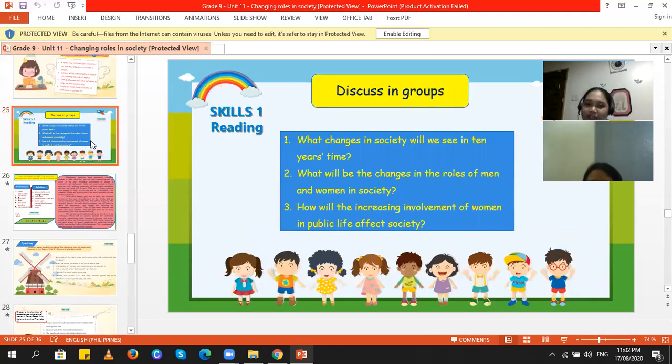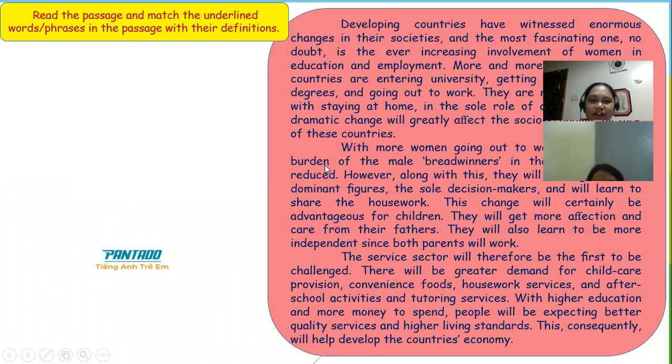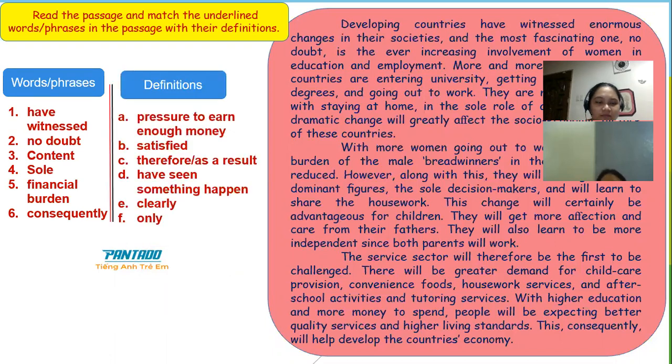Okay. So this was our last activity. You answer these three questions. You have this paragraph, and since you already read this, I guess we just have to continue with the questions. Now, match the underlined words or phrases in the passage with their definitions. So we have words and phrases from numbers 1 to 6, and we also have definitions from letters A to F. You have to match these numbers to their right definitions.